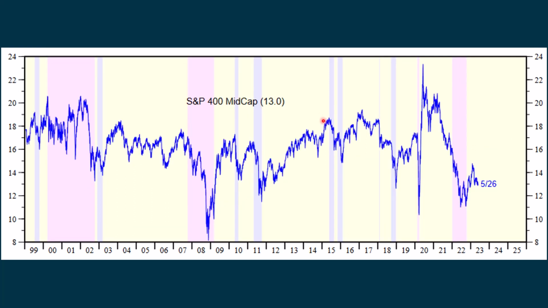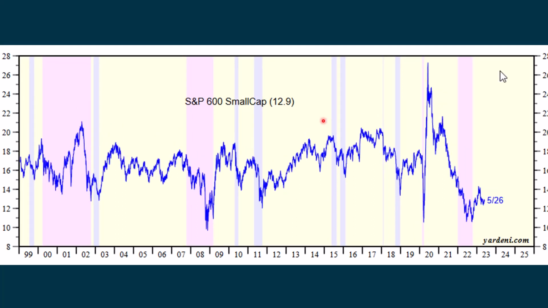We also look at the mid caps, which come in right now at 13 with a forward-looking PE ratio. That's below the 15, but still above 10. And then the small caps are also above 10, coming in with a forward PE ratio of 12.9.